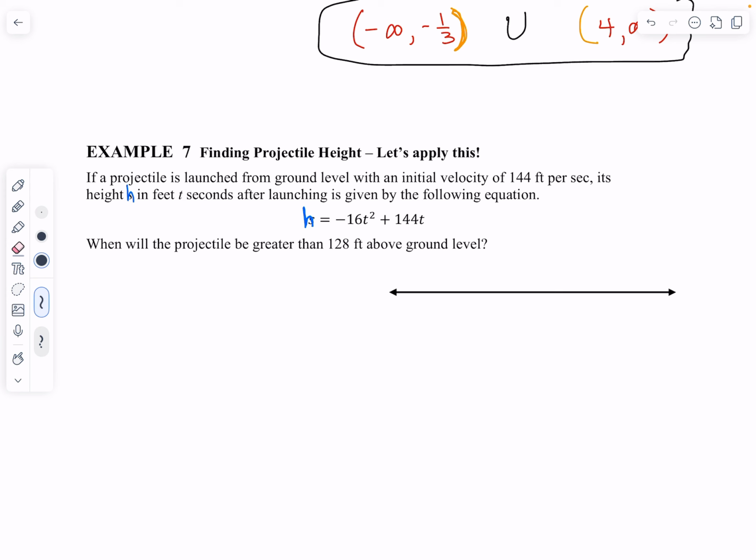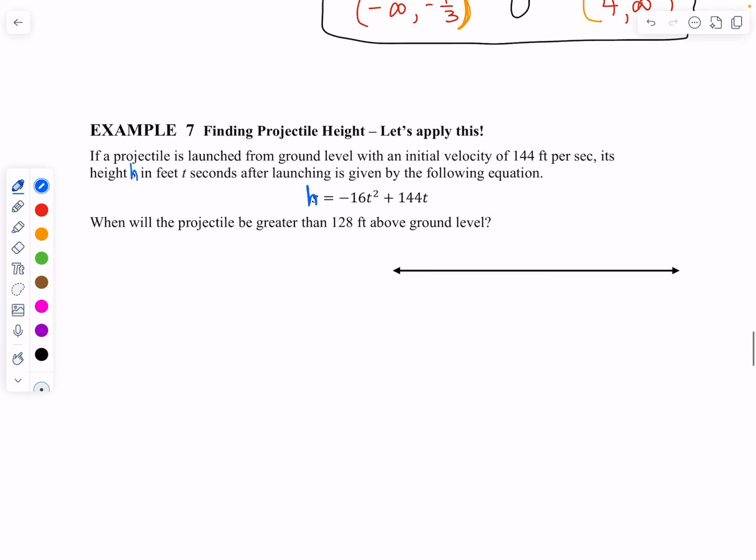128 feet. So I'm going to write my equation, minus 16t squared plus 144t. They want to know when, and notice that's my height. They want to know when is it greater than 128. So that height is going to be greater than 128. So we now have this equation, or inequality, excuse me. We've got that inequality. So to solve it, we're going to move that 128 to the other side by subtracting it.